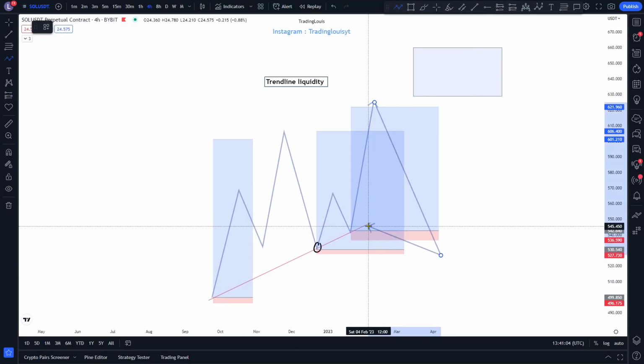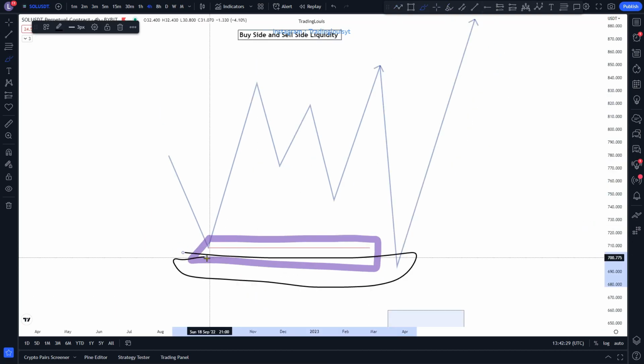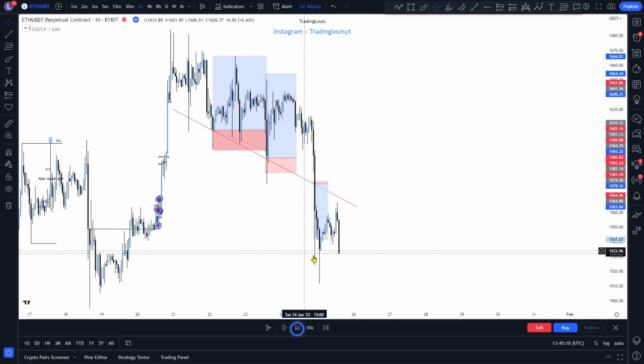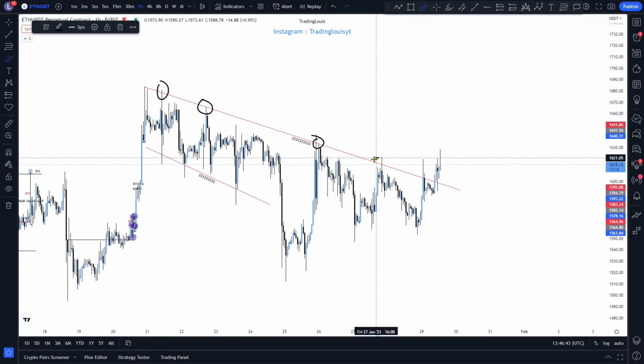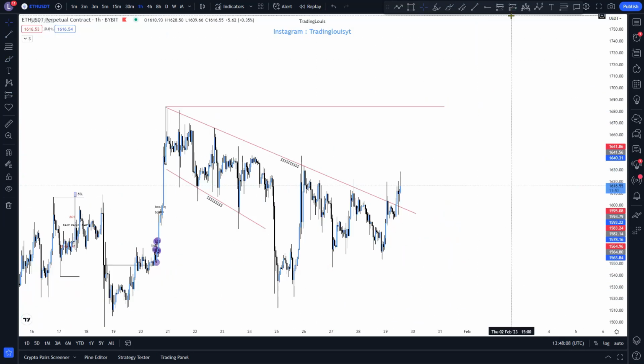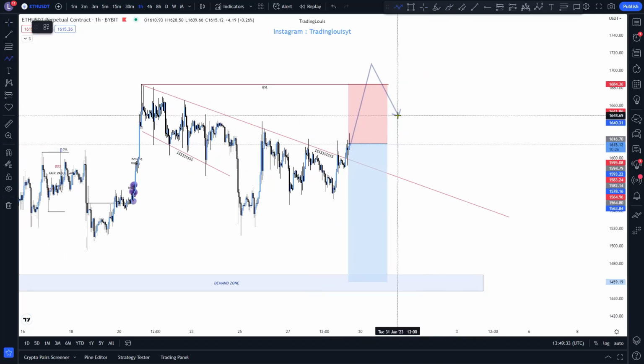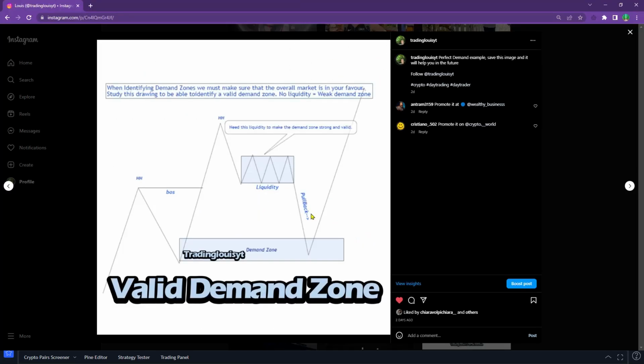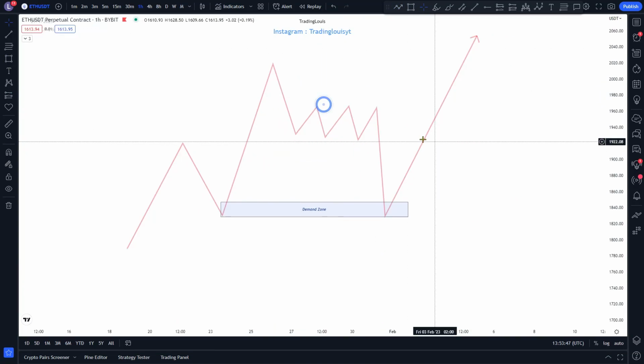In this video I'm going to be talking about the only 3 different types of liquidity that you need to know when trading. This is one of the more simple smart money trading concepts, but it's definitely one of the most important. So let's get straight into it.